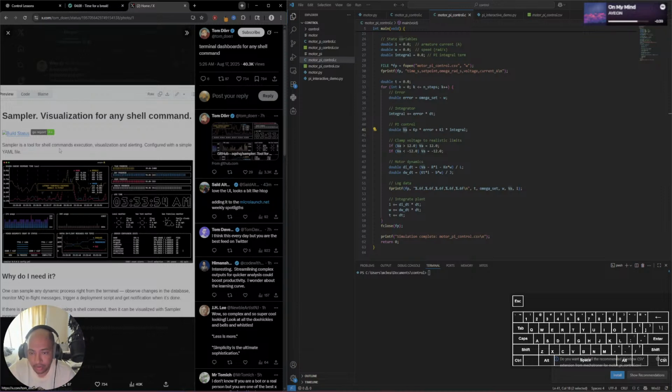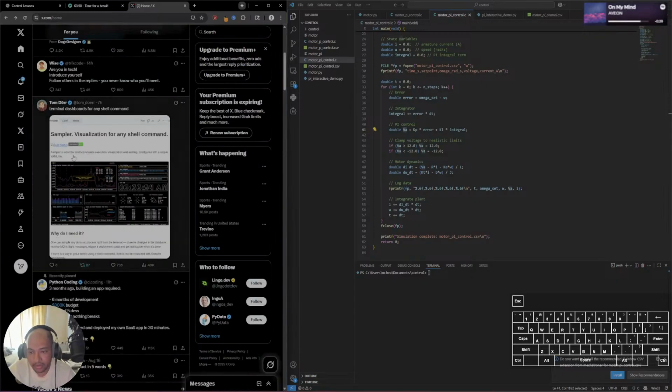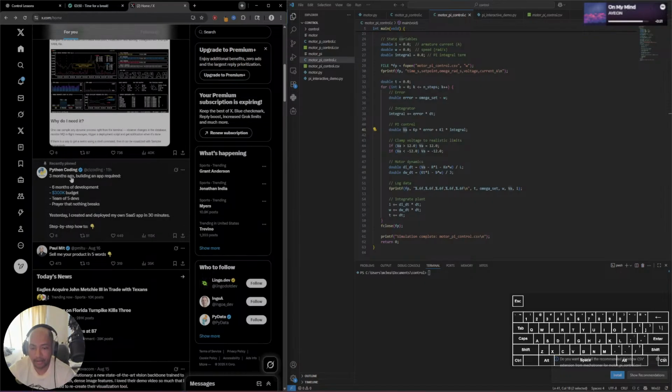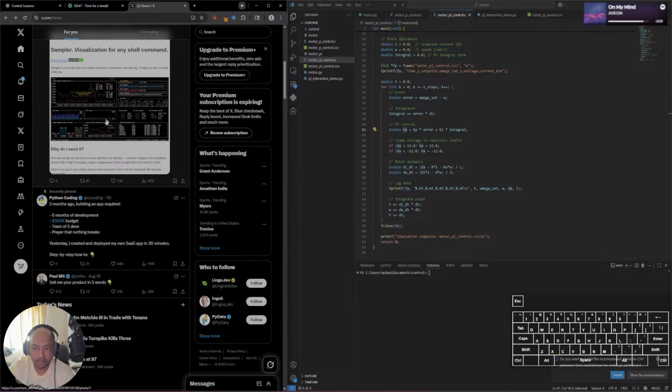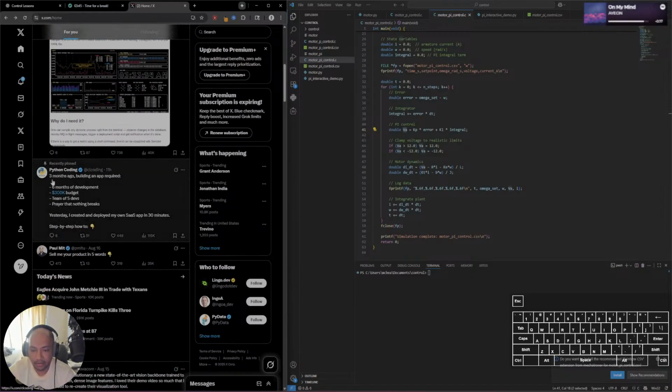Sampler is a tool for shell command execution, visualization, and alerting. Configurable simply with YAML. Why do I need it? One can sample any dynamic process right from the terminal, observe changes in the database, monitor MQ and Flight messages. That's cool. A lot of Rust seems to be terminal based, and I like it.